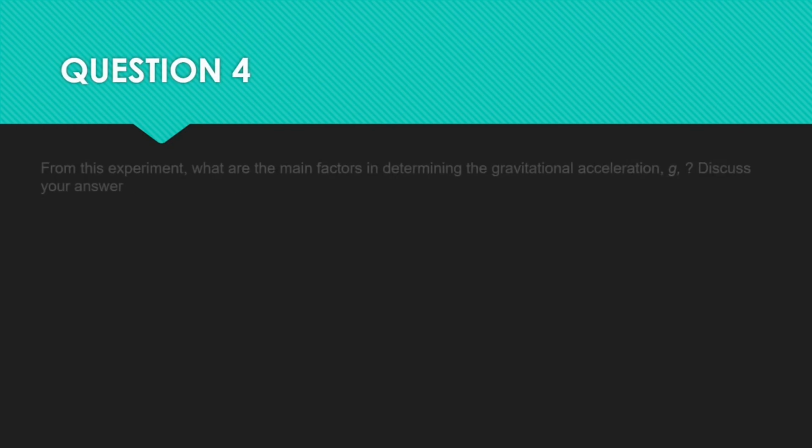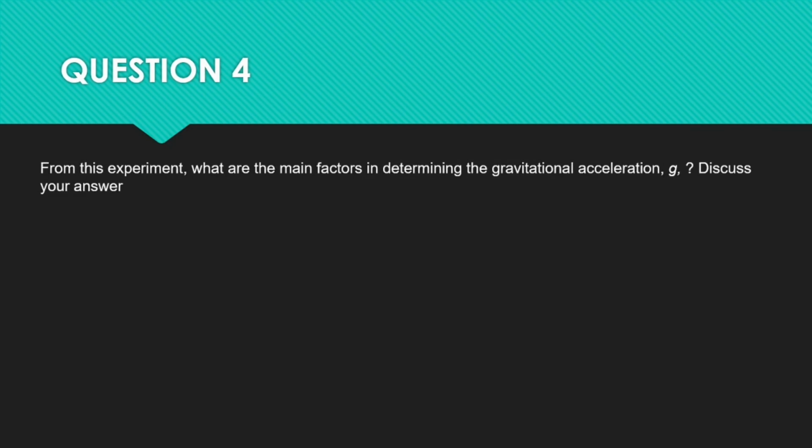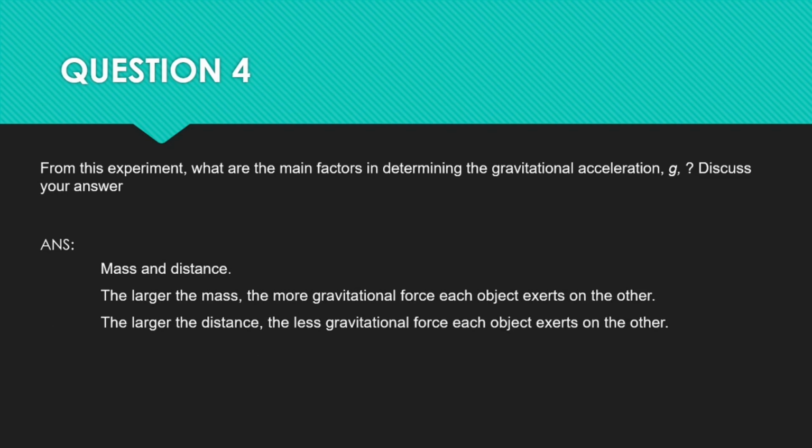Question 4. From this experiment, what are the main factors in determining the gravitational acceleration g? Discuss your answer. Okay, the answer is mass and distance. Why? Because the larger the mass, the more gravitational force each object exerts on the other. And the larger the distance, the less gravitational force each object exerts on the other.